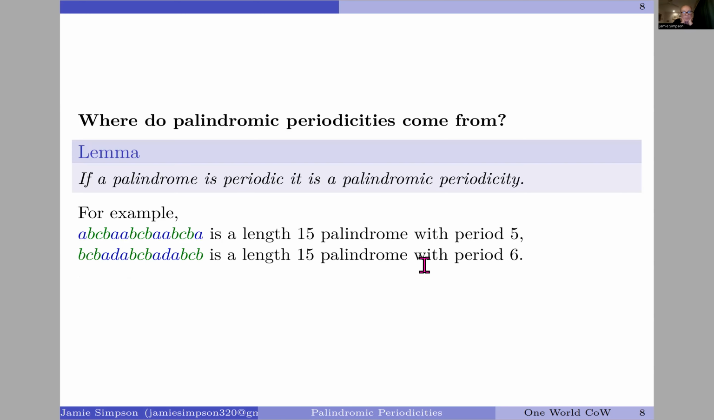Right. So where do palindromic periodicities come from? The simplest one is where you've got a word which is both a palindrome and periodic, like those examples there. They look fairly similar, but they've got different periods, both palindromic periodicities. The structure of them differs when one's odd and one's even. It also differs when the period is odd or even, but they're doing roughly the same pattern for each of the four cases.